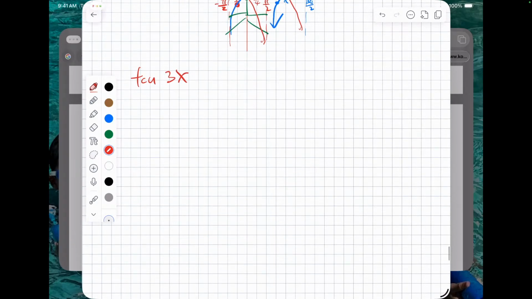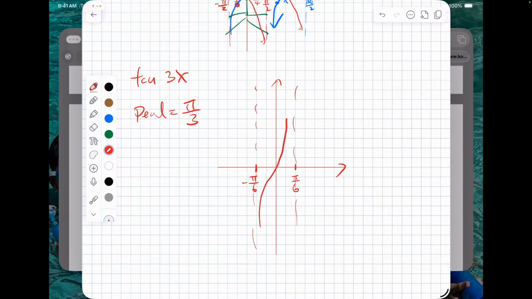So remember, what is my period here? Pi over 3, right? So now, on this side, it's actually going to be pi over 6. Why is it pi over 6? Because from negative pi over 6 to pi over 6 has to be like this, since the whole period is going to be pi over 3. So that means half a period from the front and half a period from the back. And that's my asymptote right here, and that's the graph right here.